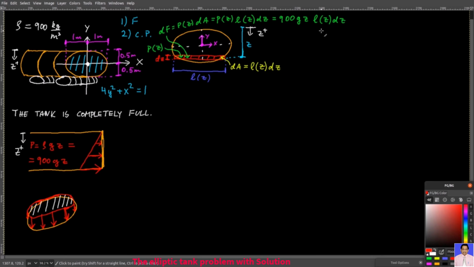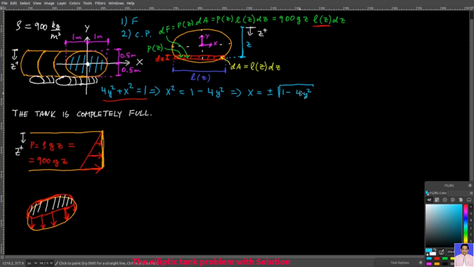And now we need to find how this L as a function of z changes with z. We need to find a function for it. We know that this end plate here, it's an ellipse, and if we have an xy coordinate frame in the middle of the ellipse, then this ellipse is described with this equation. Now I will rearrange this equation like this. x squared equals 1 minus 4 times y squared. Or in other words, x equals plus minus the square root of 1 minus 4 times y squared.